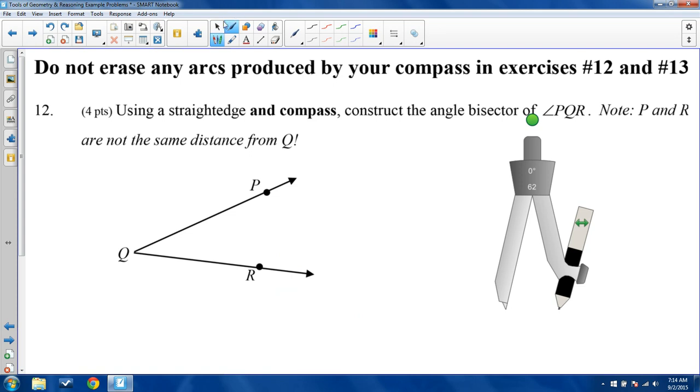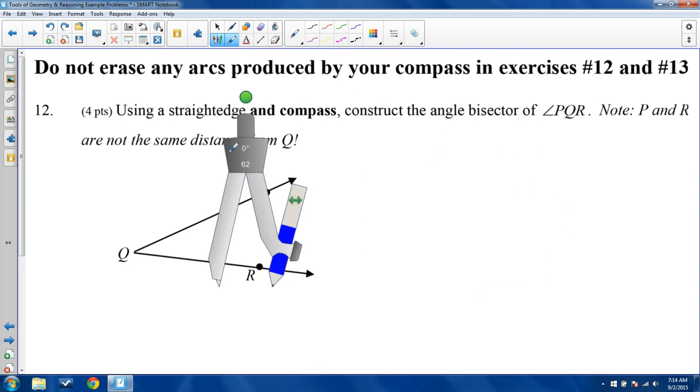They both involve a compass, so construction. Do not erase any arcs produced by your compass in exercises 12 and 13. So number 12, we are going to use a straightedge and compass to construct the angle bisector of PQR, something that's going through like that but dividing it congruently. Now P and R are not the same distance from Q. That's important to note because you don't want to accidentally use those as reference points.